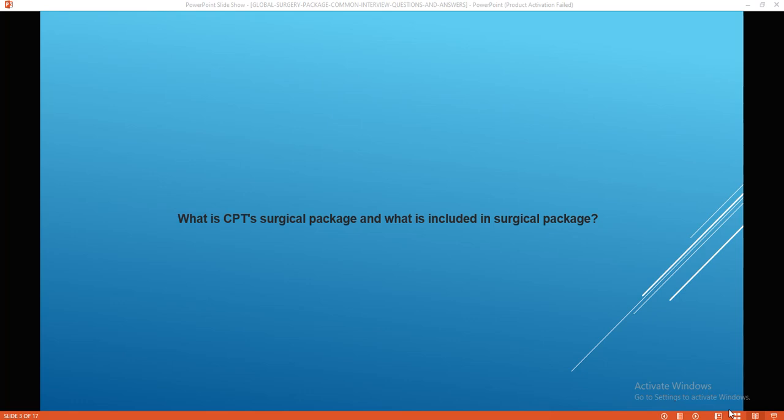In the surgical package we have 3 stages. First is the preoperative stage. Second is the intraoperative service or stage. Third is the postoperative service or stage. The preoperative stage includes local infiltration, metacarpal, metatarsal or digital block, topical anesthesia, services subsequent to the decision for surgery, and also one related E&M encounter on the day of surgery or prior to the surgery.